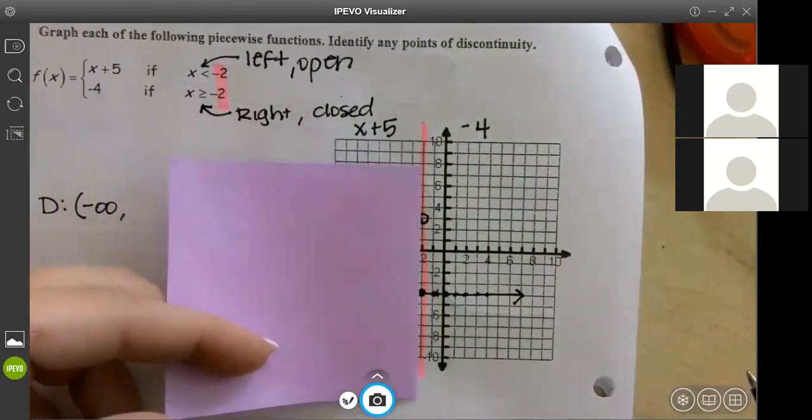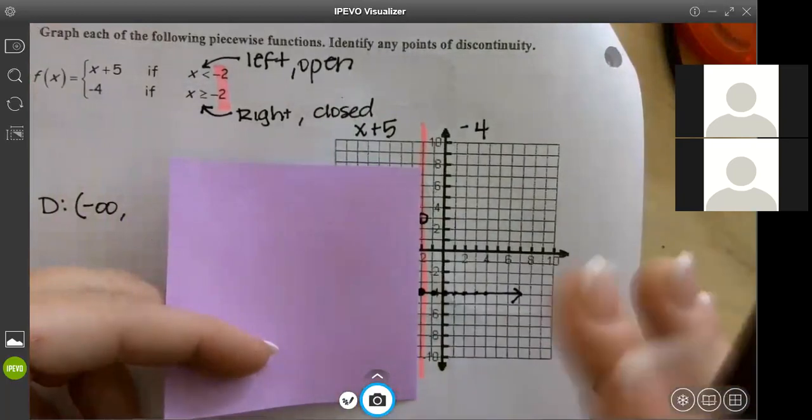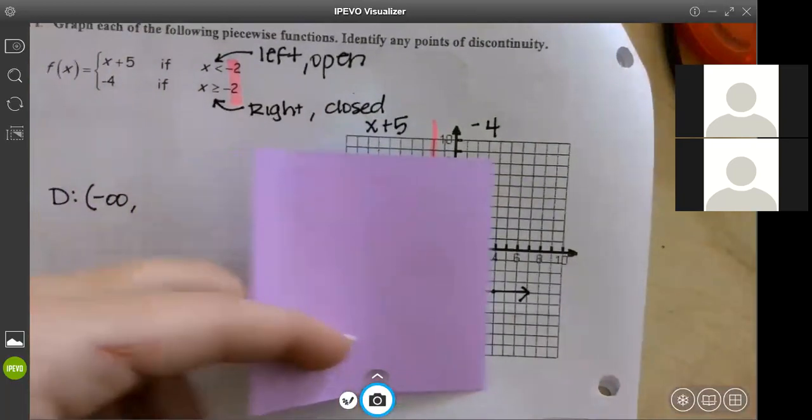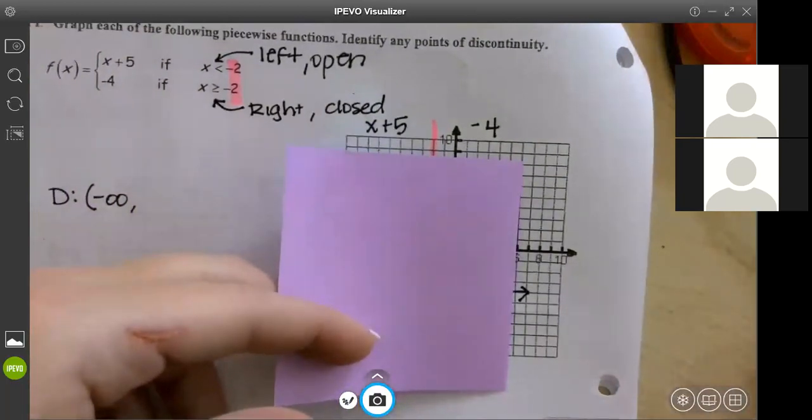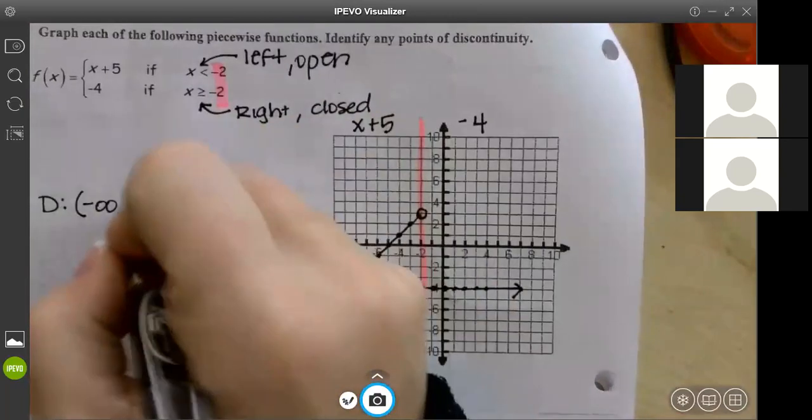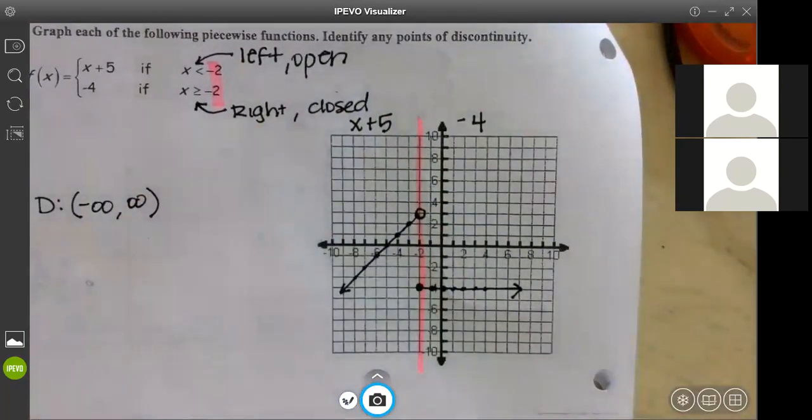Closed fills in the hole, right? So these cancel each other out, so there's no stopping. We're just going to keep going. And what do you see on the other side? Infinity. You will have these on your test, so you need to make sure that you know how to do these.